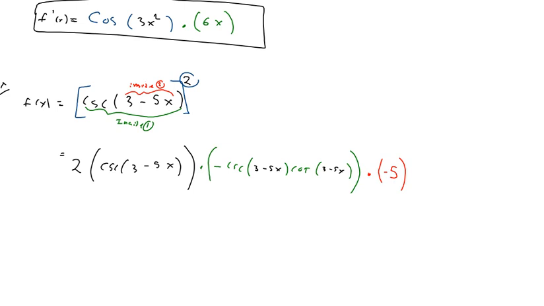So that negative 1, this negative 5, and that 2 are all going to multiply together, because all of this is just multiplying. I'm just multiplying all the pieces. Negative 5 times negative 1 is 5. 5 times 2 is 10 out there. And then I'm just going to put all the cosecants in a row: cosecant of 3 minus 5x times another cosecant of 3 minus 5x times cotangent of 3 minus 5x. And that's my derivative.